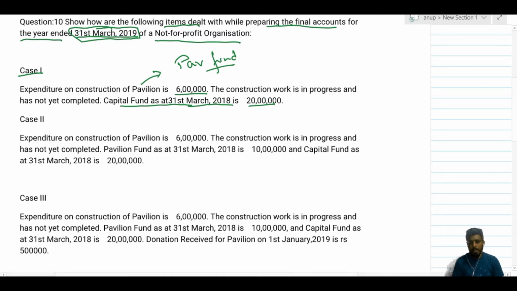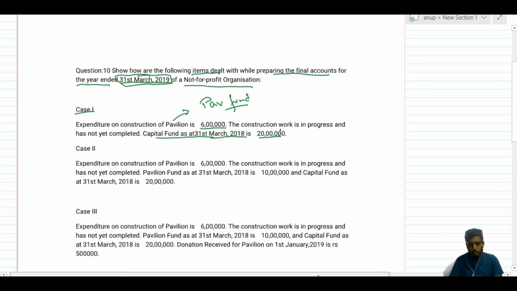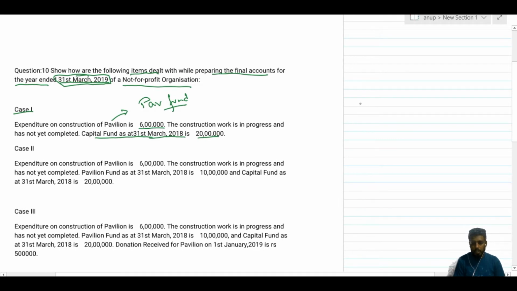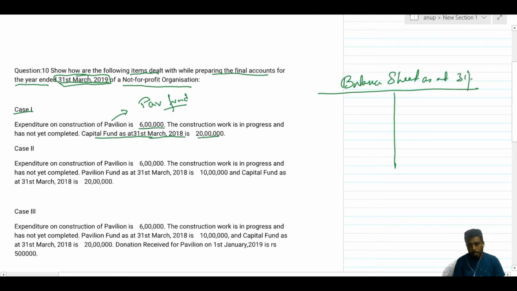Definitely this will not go in the income and expenditure account; rather, it will be shown in the balance sheet. So let us draw a small extract of the balance sheet, which would look something like this. Balance sheet as at 31st March 2019. This side is liabilities, this side is assets, and that is the amount column. Roughly a balance sheet would look like this.